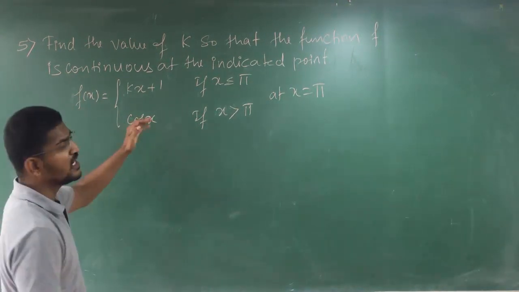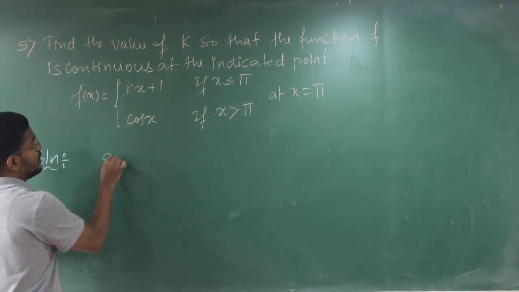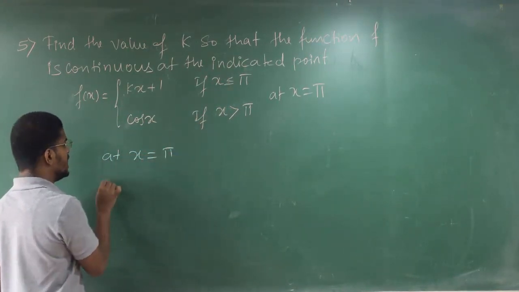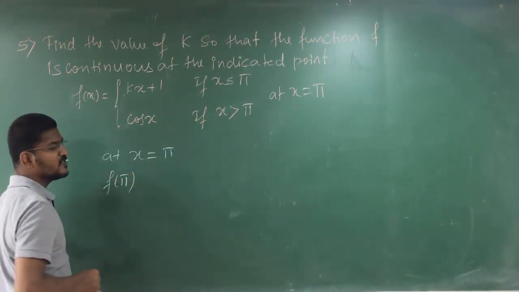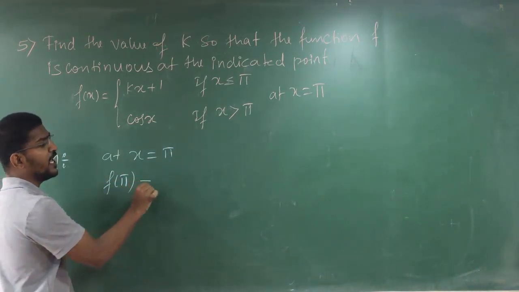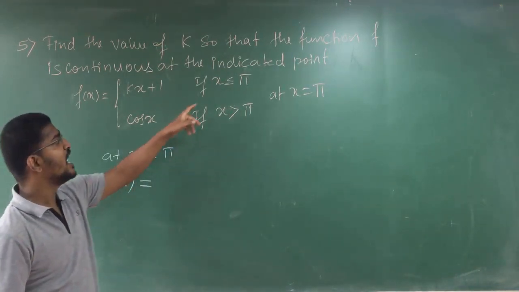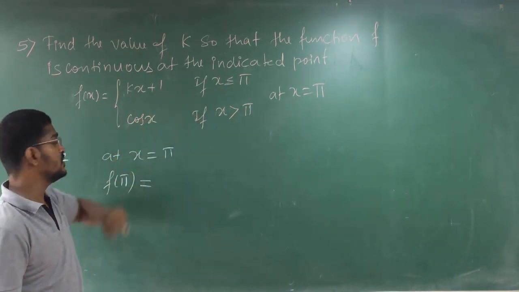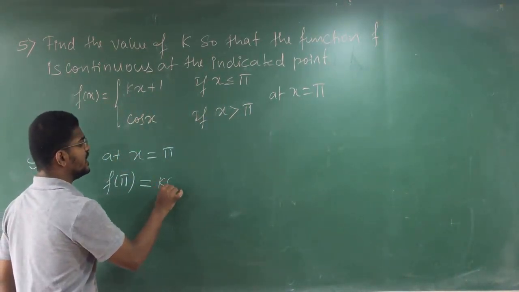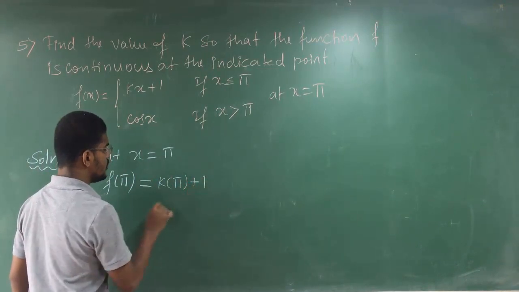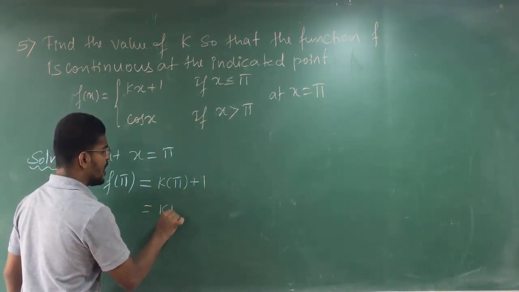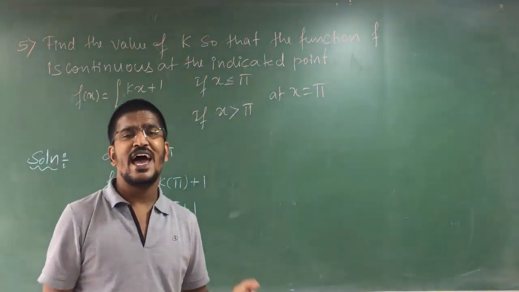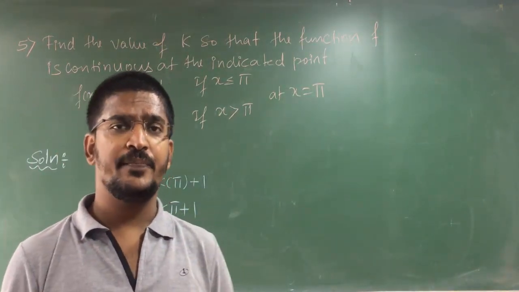So if this is continuous at which point? x equal to pi. So what is f of pi? Let us find first. What is f of pi? f of pi is, at x equal to pi, kx plus 1 is your function. So that will be k into pi plus 1. So k pi plus 1 is your answer at x equal to pi.